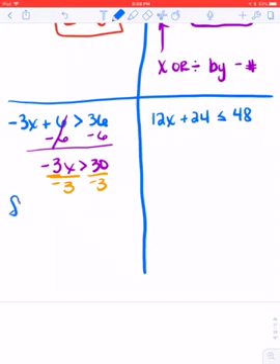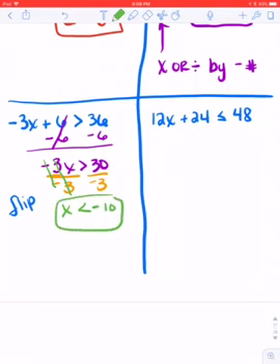Now that means I need to think about the fact that I'm going to have to flip my sign. So it goes from being greater than to being less than. The negative and the 3 will cancel on this side. You'll be left with x. 30 divided by negative 3 is negative 10. And that's going to be my final answer.